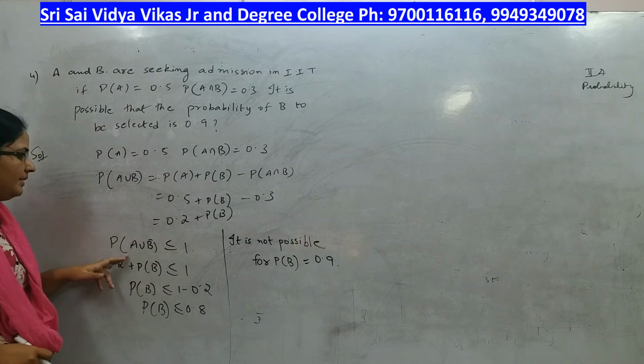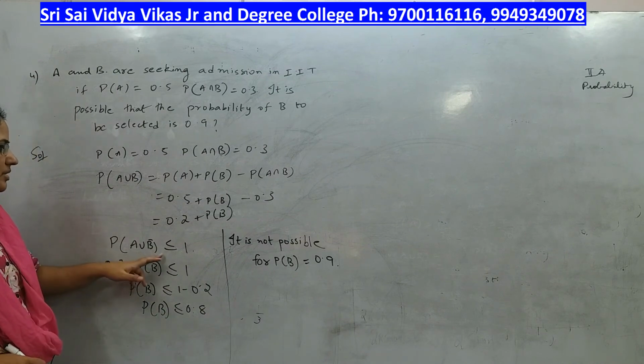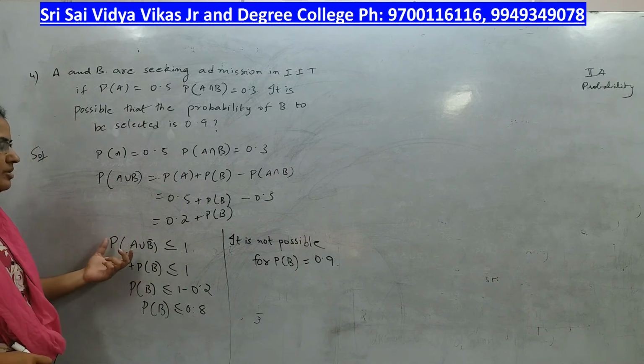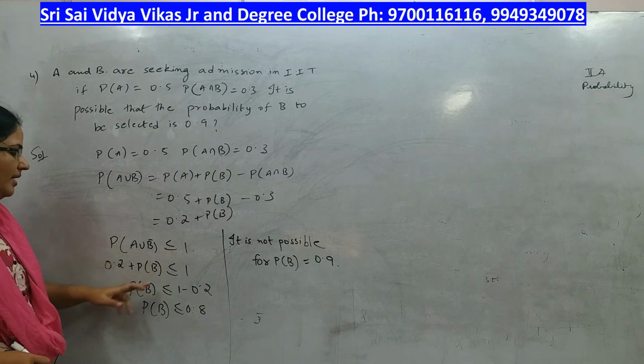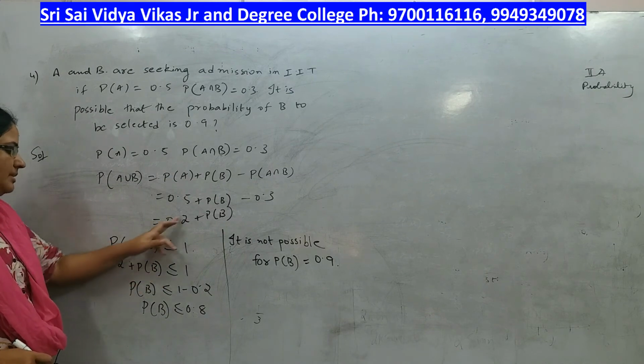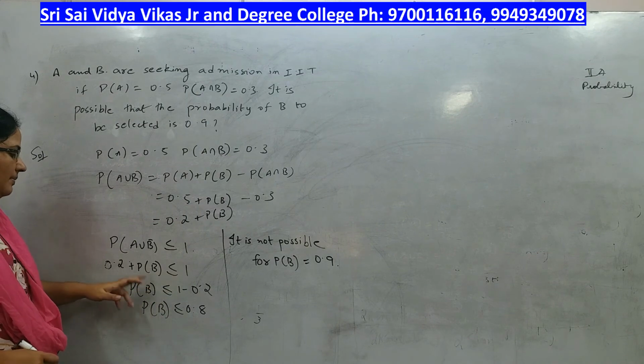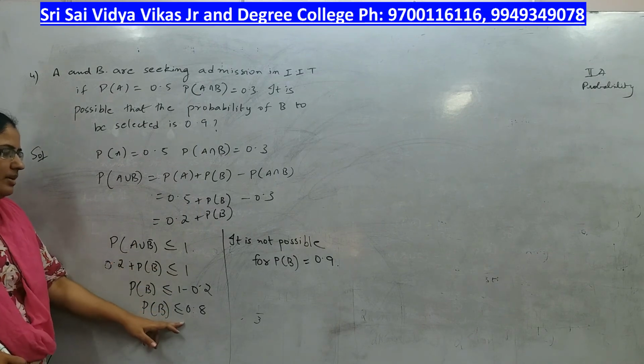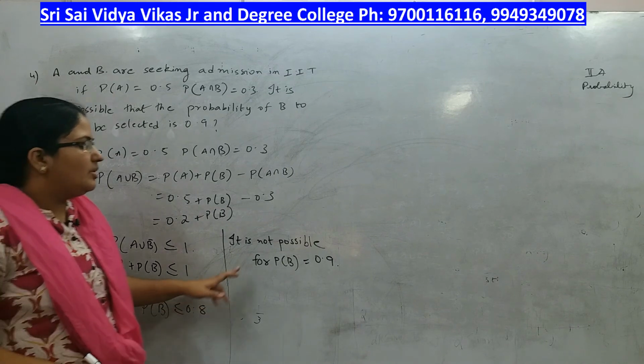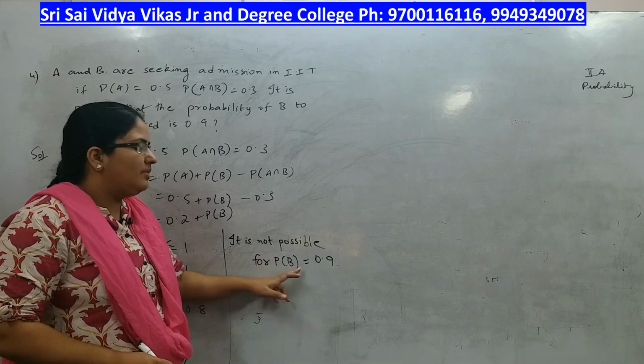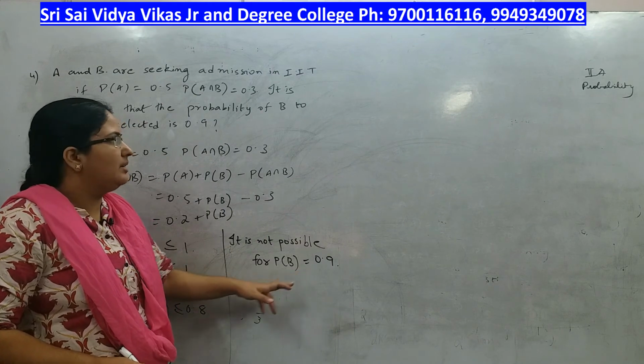Now, P of A union B is less than or equal to 1. Probability is always less than or equal to 1. So, 0.2 plus P of B is less than or equal to 1. 1 minus 0.2 is 0.8. So, P of B is less than or equal to 0.8. So, it is not possible that P of B is equal to 0.9.